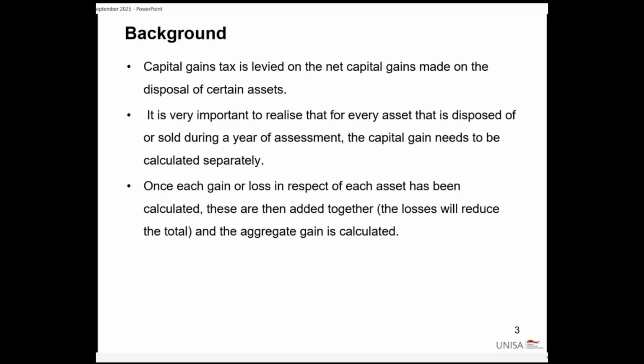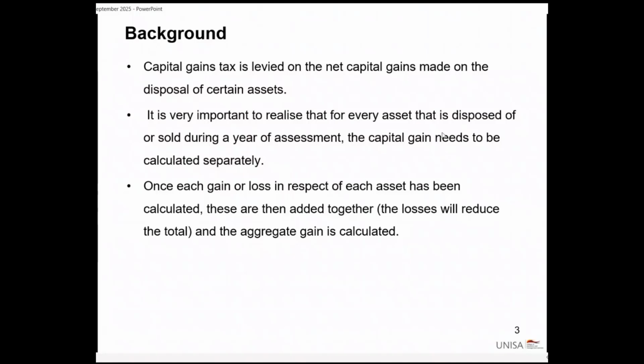So about the background, what is capital gain? Capital gains tax is on the net capital gain made on the disposal of certain assets. There are certain assets that qualify for capital gain, and we'll talk about them. For your purposes, it's very important to realize that for every asset that is disposed of or sold during the year of assessment, the capital gain needs to be calculated separately.